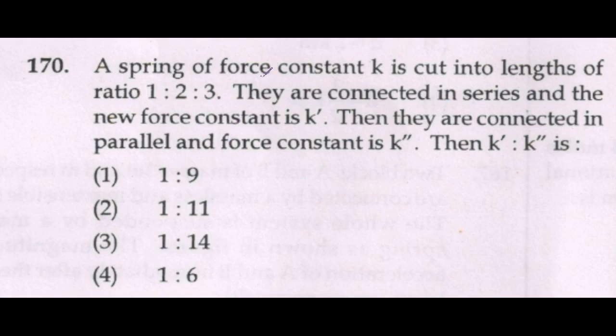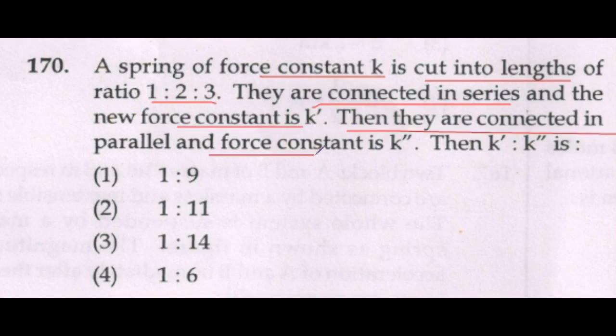A spring of force constant K is cut into lengths in the ratio 1:2:3. Then they are connected in series and the new force constant is K dash. Then they are connected in parallel and the force constant is K double dash. We have to find the ratio of K dash and K double dash.